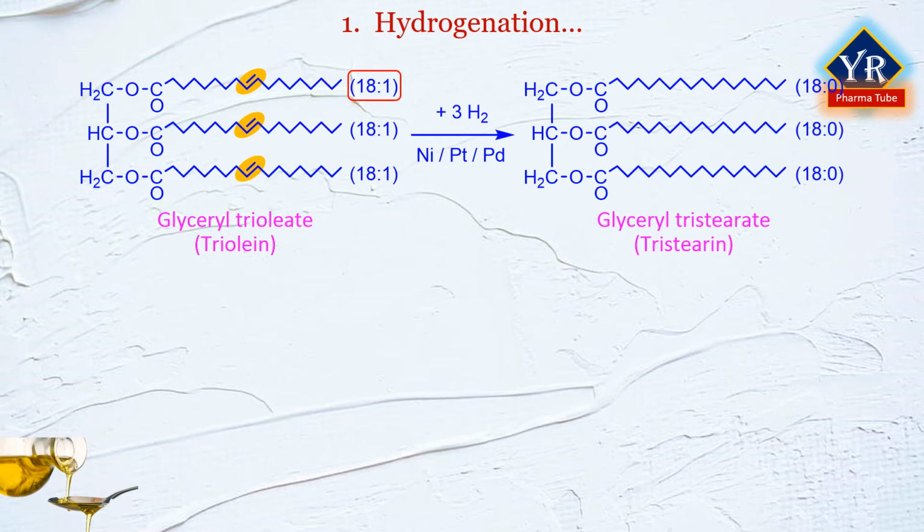In the product, that is in tristearin, the fatty acid length is 18 carbons and does not possess a double bond because it has undergone the hydrogenation reaction. Therefore, 18:0. That means 0 stands for the presence of the double bond.